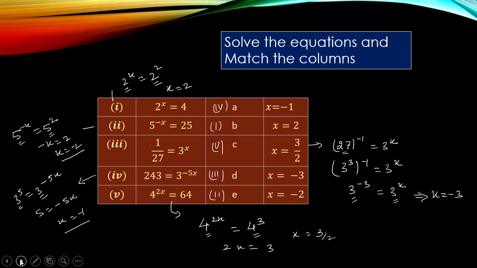Now, in all the equations, we are finding the one common thing. We are equating the bases on both the sides. Then we are comparing the indices. That is the main key of solving all the exponential equations. So we have to keep this concept in our mind for solving the exponential equations.